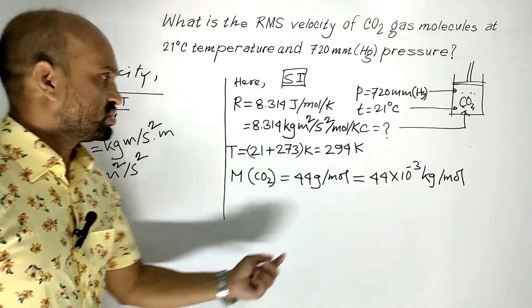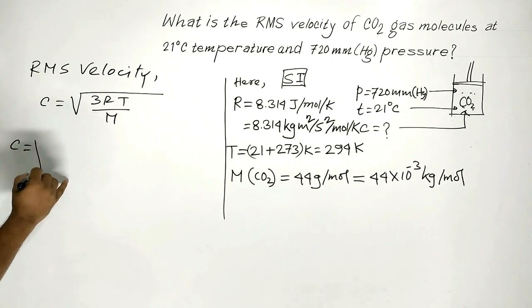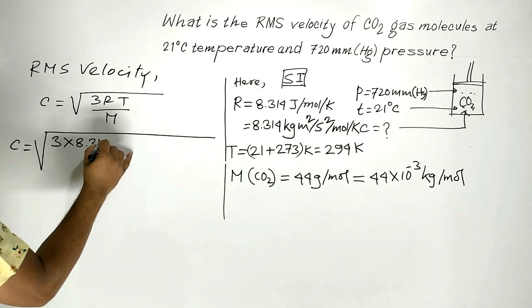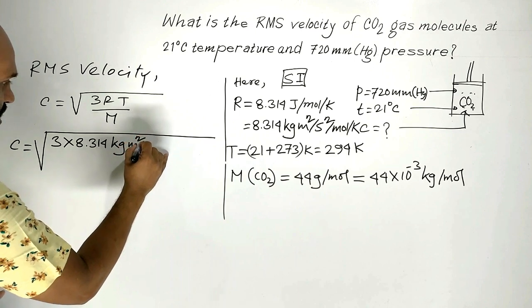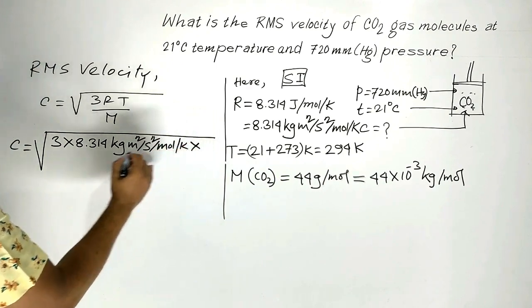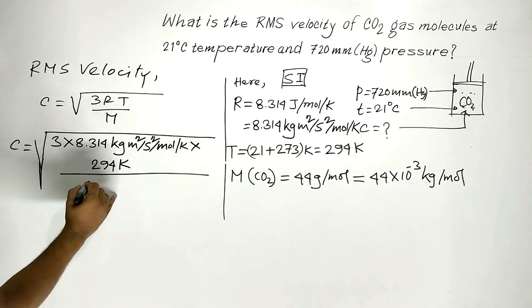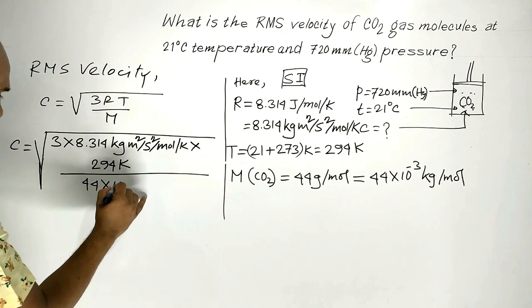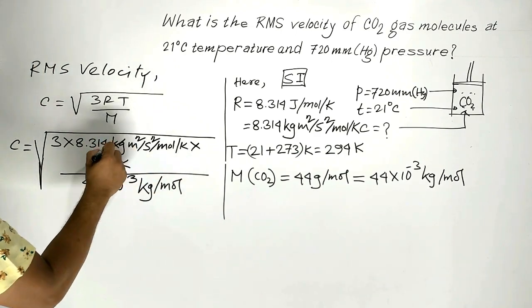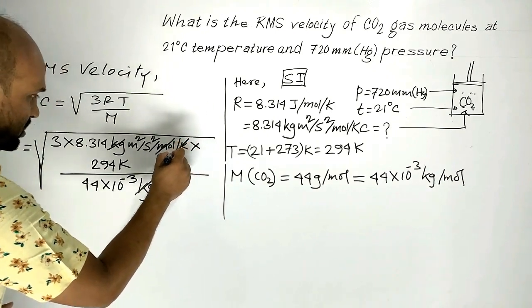Now putting the values in this equation, we can write RMS velocity c is equal to root over of 3 into R, that means 8.314 kg meter square per second square per mole per Kelvin into 294 Kelvin divided by M, 44 into 10 to the power minus 3 kg per mole. This kg will cut this kg, then per mole, then here per Kelvin and Kelvin.